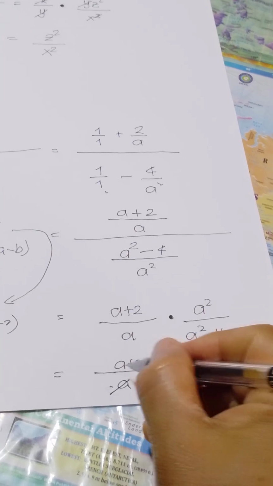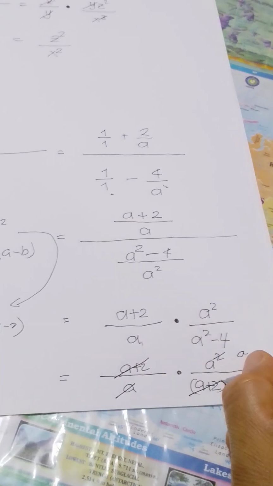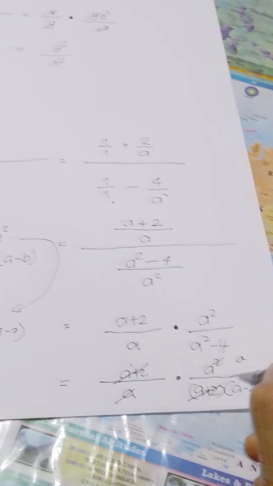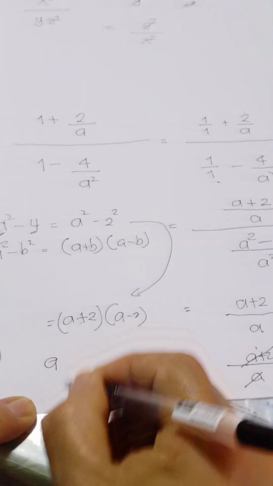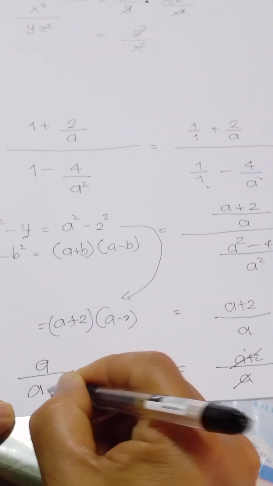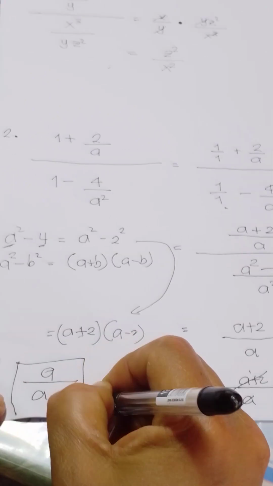And then the same, a plus 2 and then a plus 2. So this is 1, this is 1. So my answer is a over a minus 2. So that's the answer for number 2. Now let's go to number 3.